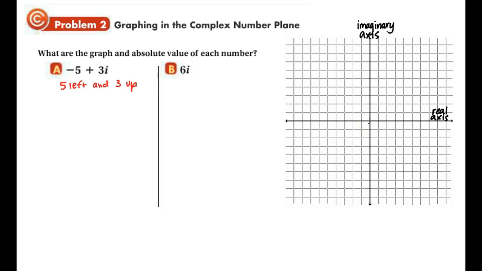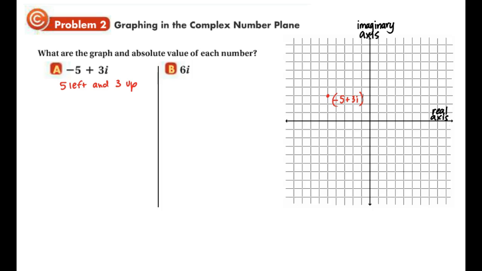The a is negative 5, so that means for the real number we're going 5 to the left. So count over 5: 1, 2, 3, 4, 5. And then it's going to be 3 up since the imaginary part is positive 3i. So this will be the location of the complex number negative 5 plus 3i.